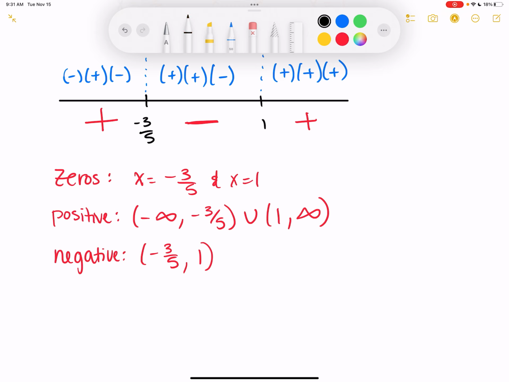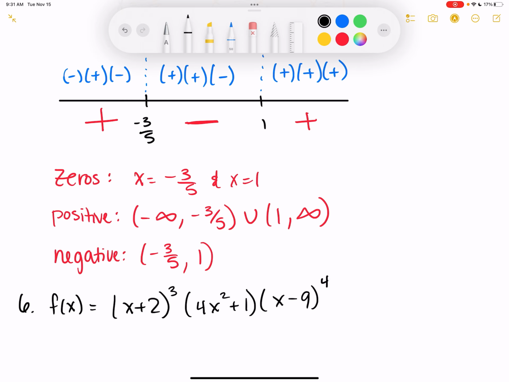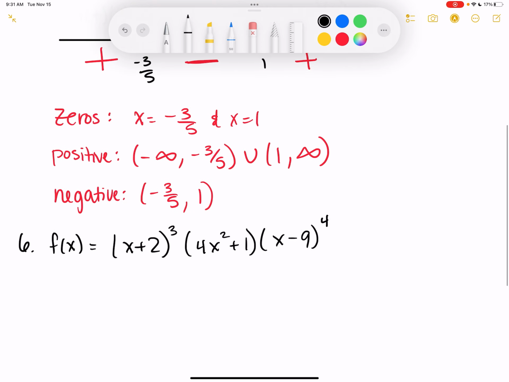All right, number 6. F of x equals (x plus 2) cubed times (4x squared plus 1) times (x minus 9) raised to the 4th. So for my zeros, obviously the powers on the outside of the parentheses are only telling you how many times basically that's a zero. It's the multiplicity value that we were doing a couple sections ago. So I don't care about that. I just need to set each of them equal to 0 to solve.